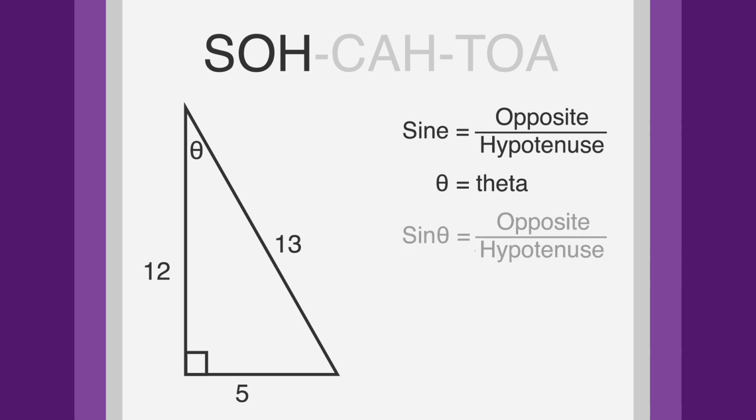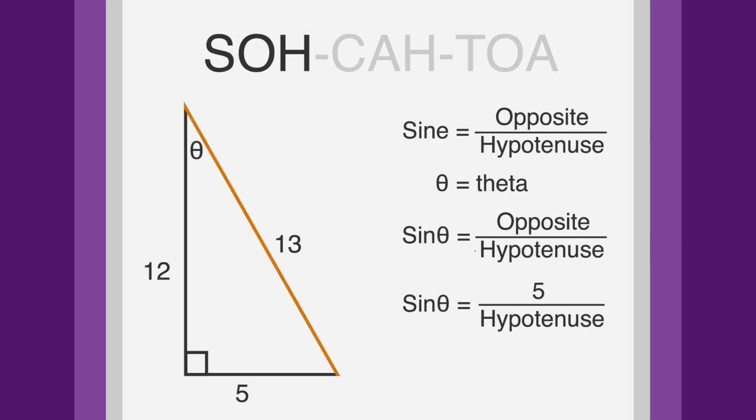We'll start by writing out our formula to help minimize the chances of making a careless mistake. Now, let's find the side opposite the angle. In this case, that is 5, so we'll drop that into our formula, and then we'll find the length of the hypotenuse. The hypotenuse is 13, which we'll fill in here. So the sine of angle theta will equal 5 over 13.